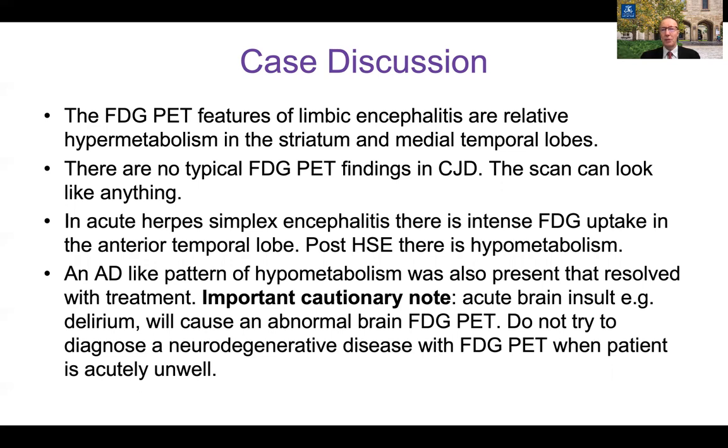FDG PET does reflect what's going on and how the brain's performing. So if you have delirium, it's not surprising your FDG PET is abnormal, and it tends to look like Alzheimer's disease or even DLB. I have been caught by this. So as a rule, do not try to diagnose a neurodegenerative disease with FDG PET when the patient is acutely unwell. Consequently, I try and resist requests for FDG PET in inpatients who have what could be an acute delirium. It's much better to wait 3 months and repeat the scan after the delirium has settled to see what really is going on in the brain.